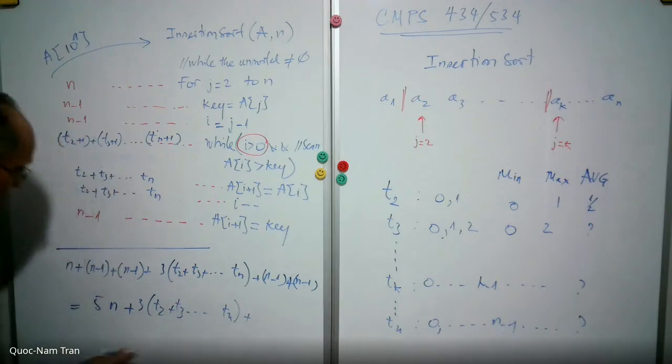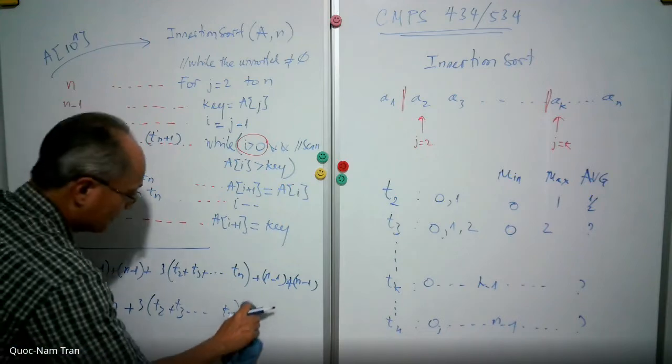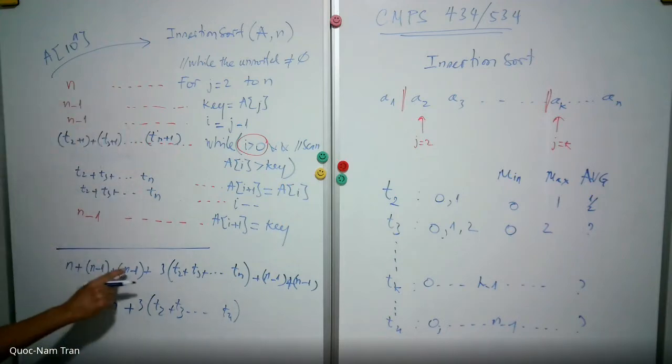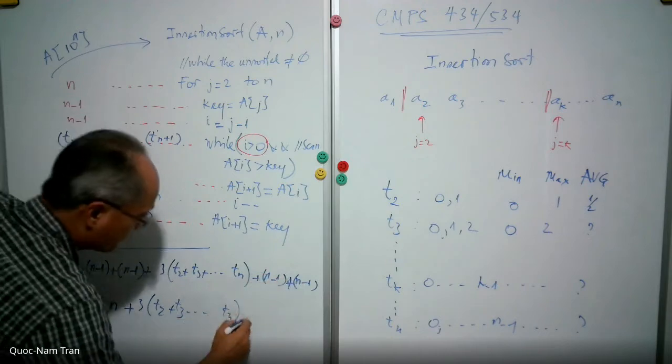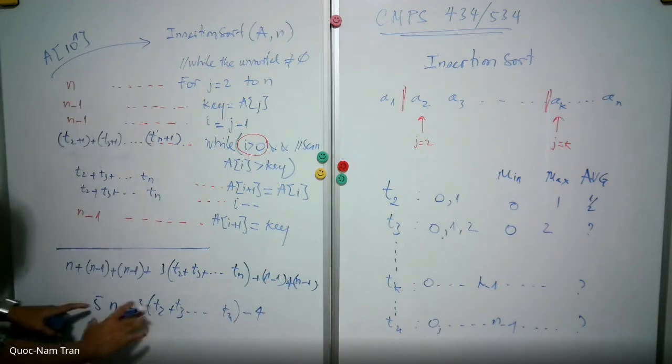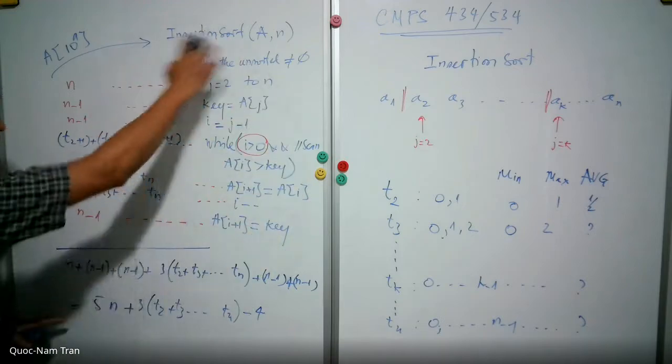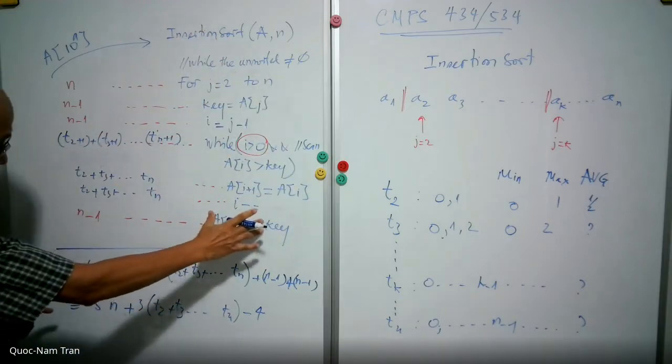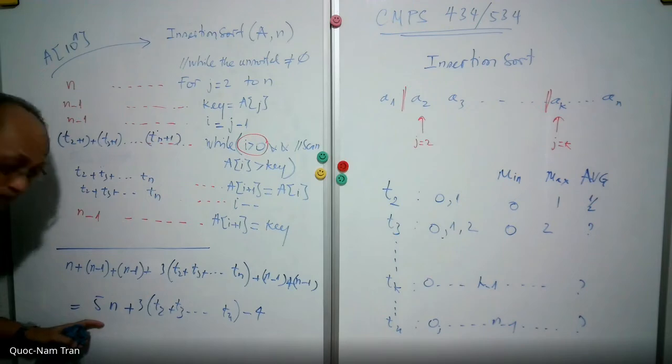Okay, plus what? Actually minus, right? Minus 1, 2, 3, 4. Okay, so here is the total number of steps this algorithm will take for an arbitrary size of n.